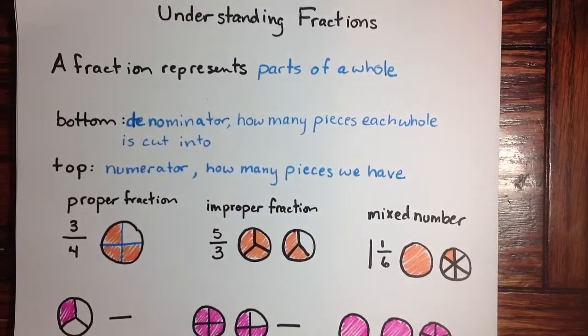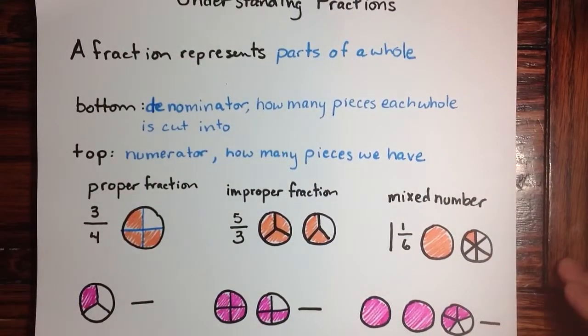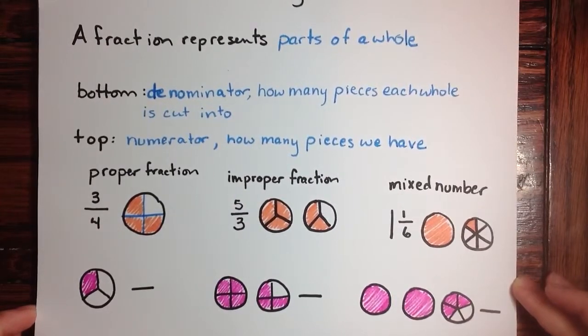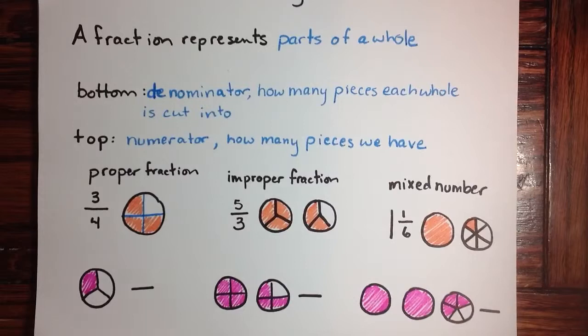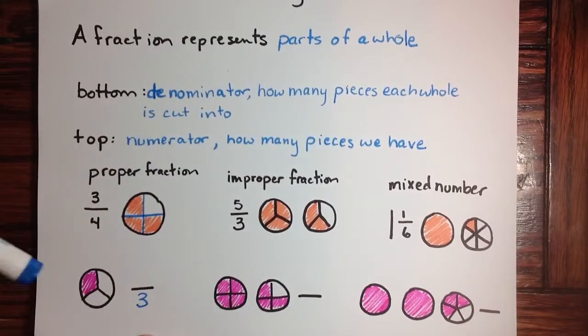In the last part of the example, I want to go the other direction here and show you how to go from the picture to the number. So looking at this guide, we can see that this first circle is cut into 3 pieces. So our denominator on this fraction is going to be a 3. And we've only got one of those 3 pieces. So this is a representation of the fraction 1/3.